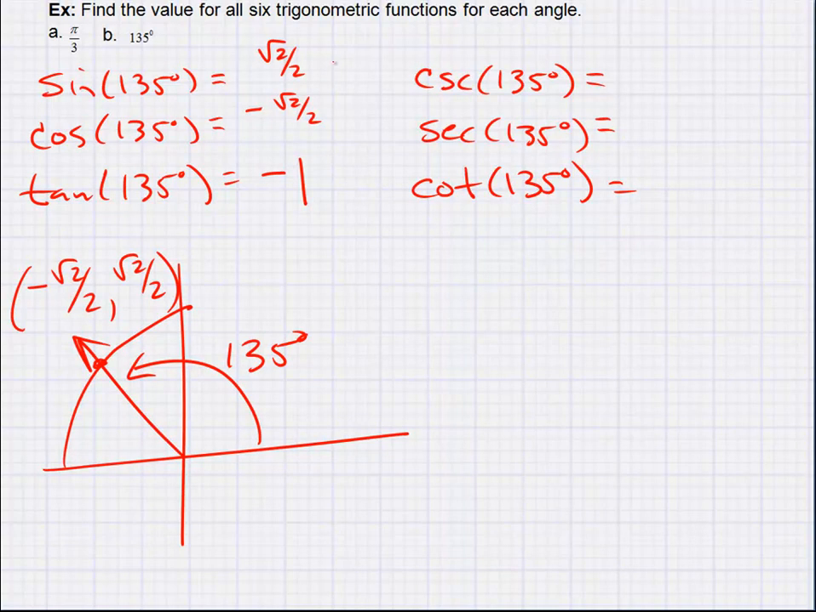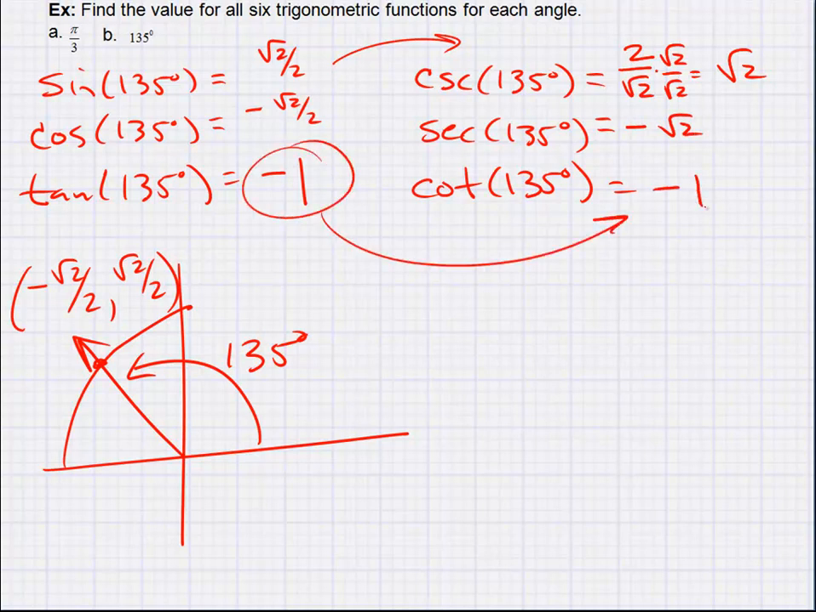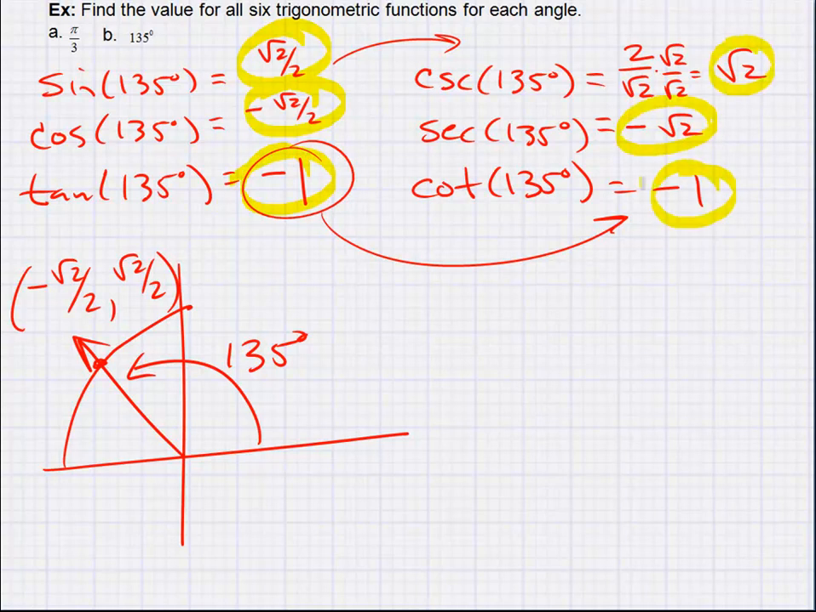Cosecant. Cosecant's reciprocal of sine. So I'm going to just flip this over. 2 over the square root of 2. Rationalize it. And I end up with square root of 2. Same thing for the cosine, but it's the same, just negative. So negative square root of 2. And if I flip negative 1 over, I get -1. So here are my answers. Square root of 2 over 2, negative square root of 2 over 2, -1, square root of 2, negative square root of 2, -1. It's very fast to find these values if you set it up a certain way and you know your points.